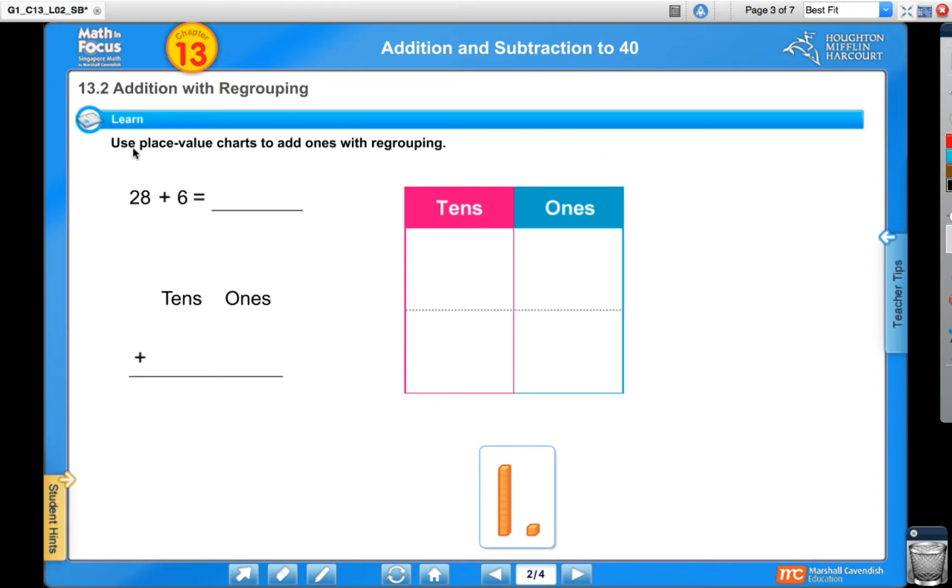In this activity, we're going to use place value charts to add ones with regrouping. We want to use our place value chart first by building our numbers. So I have the number 28. In the number 28, I have 2 10s and 8 ones. So I'm going to build that number here.